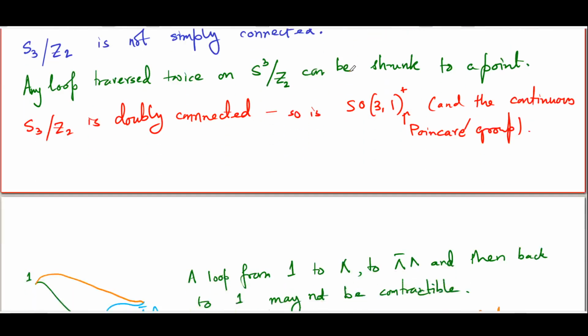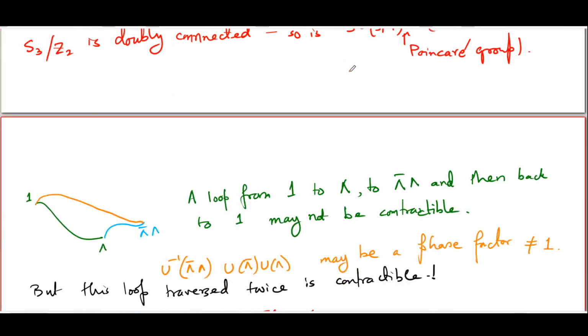Let us go back to the picture that we used before to talk about projective representations in general, but this time let us use this for the Lorentz group. So here we have a loop in the parameter space of the Lorentz group which goes from the identity to lambda, then on to lambda bar lambda using the composition of the kind that we have already talked about before, and then back along the standard path, which is the orange path, to 1.